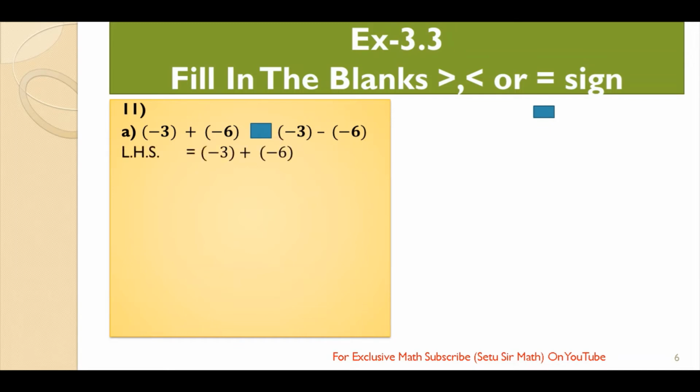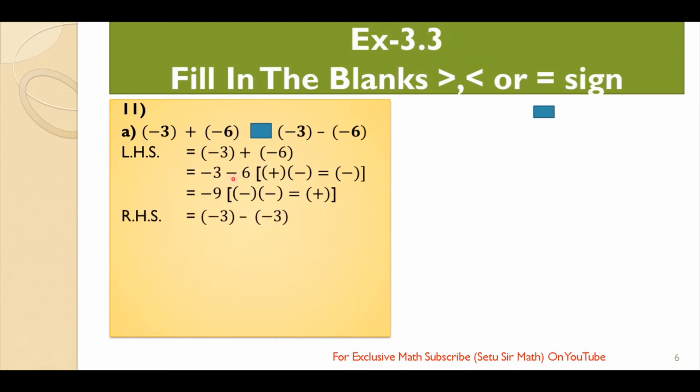So let's see the left hand side. Minus 3 plus minus 6. So this is the thing, minus 3 and minus 6. Why? Because plus and minus, that would be minus. That's why in here minus 6. We will do addition in here. 3 and 6, that would be 9, and the sign will be the bigger number sign, minus, because 6 is the bigger number in here and the sign of this number is minus, so the answer will be minus 9.